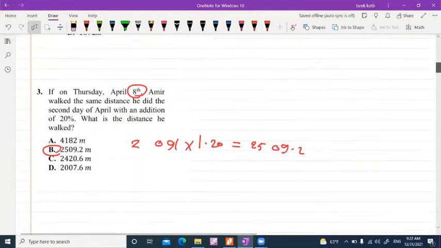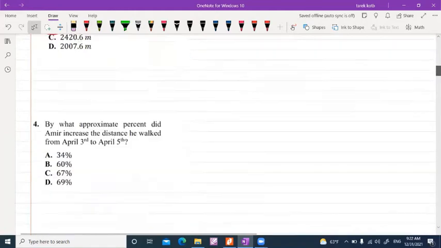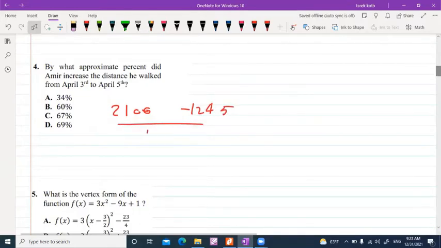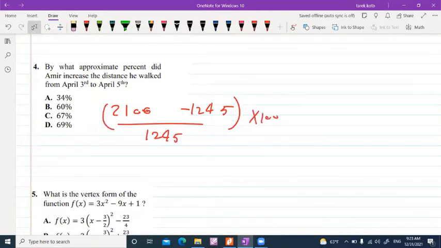So it will be 2100 minus 1245 over the original, which is 1245. That's all times 100. This is April 5th, and this is April 3rd. It means the difference between April 5th and April 3rd over April 3rd times 100. You will get the number 68.6%, which is around 69%.